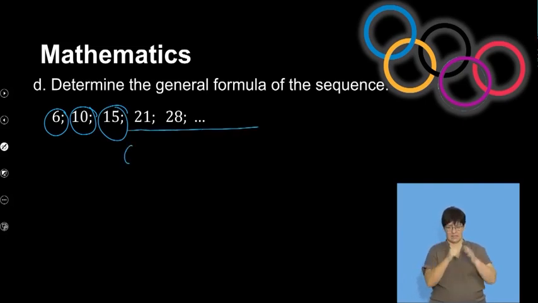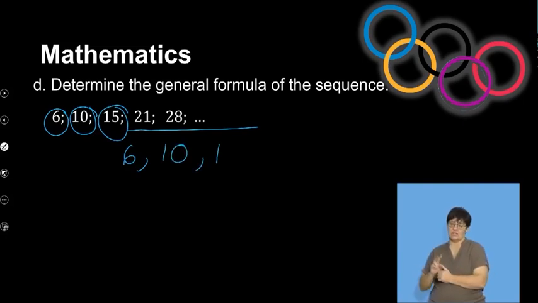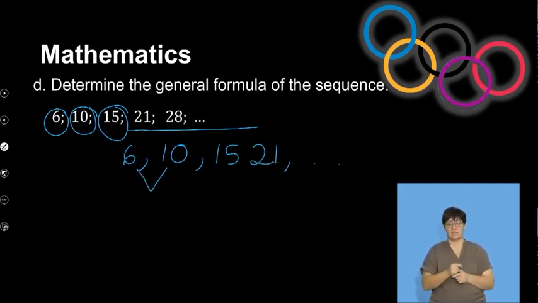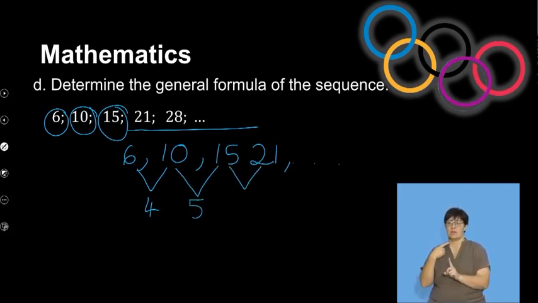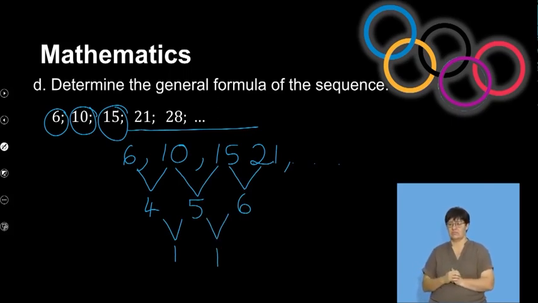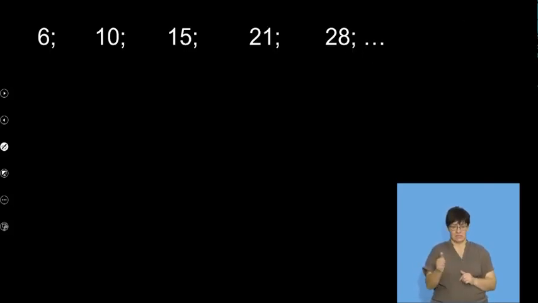So let's analyze the pattern. So it's going to be 6, 10, 15 going on. I'm going to fill in the 21 over here. The first difference between the first two is 4. The first difference between the next two is 5. The first difference between 15 and 21 is 6. The second difference is equal to 1. So let's determine the general form of this sequence.